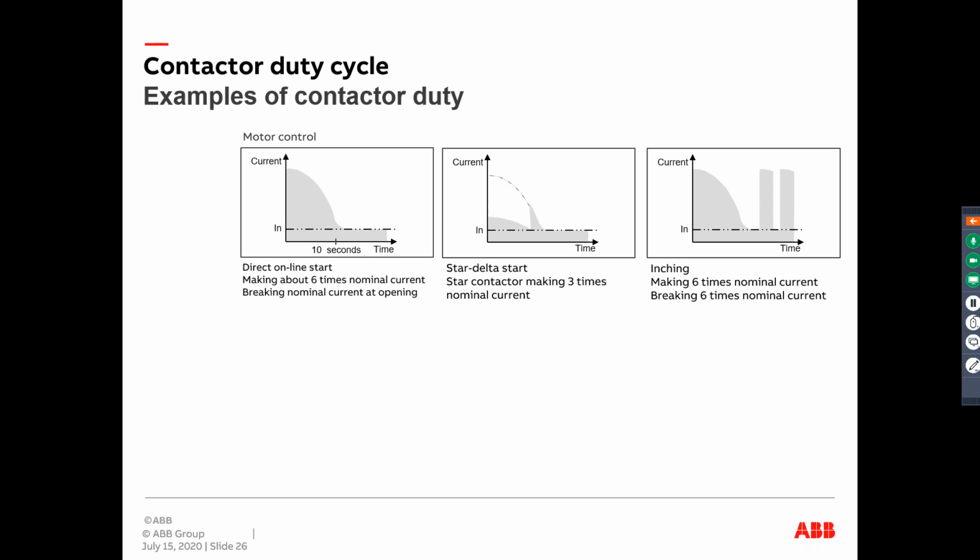Then you have star-delta. The making current is just 3 times, and there is an inrush basically during the transition period from star to delta. That's where the inrush is. And then you have the AC4 category, which is inching and jogging. So inching is 6 times nominal current during making and also breaking.